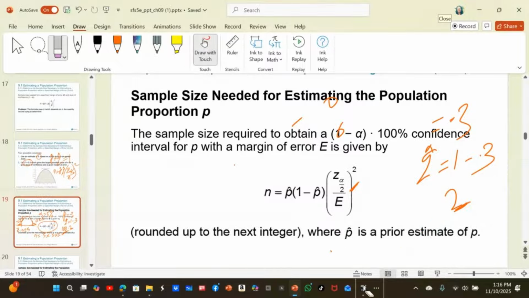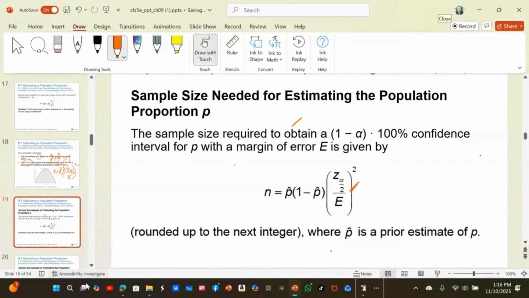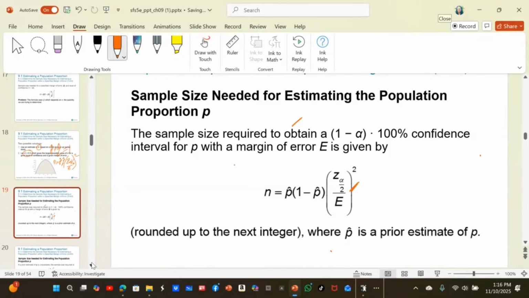So let's see another example. So we're talking about calculation of sample size using the population proportion.